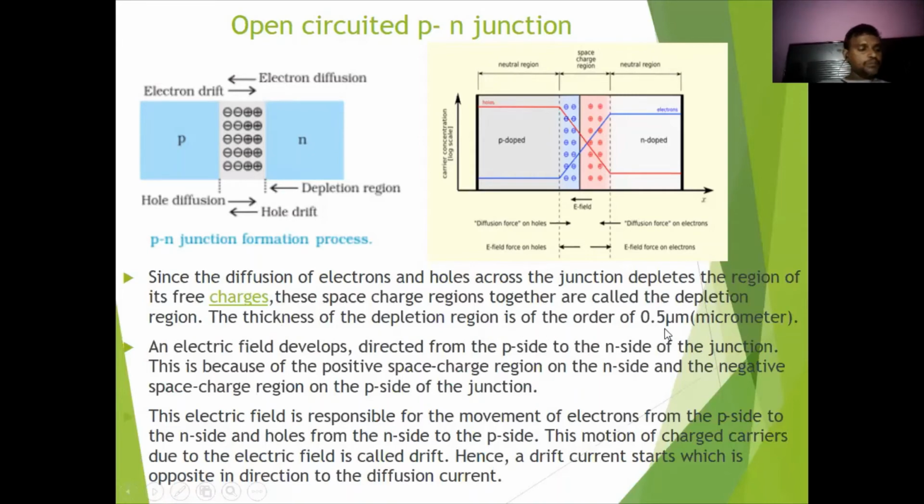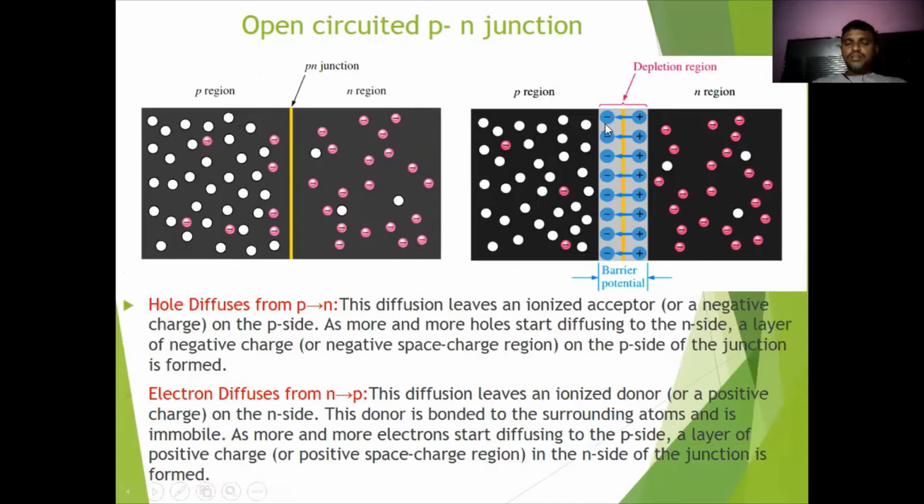Okay, so the thickness is here 0.5 micrometer. Next one, an electric field develops directed from the P side to the N side. That means what? From the negative P side to the N side, an electric field will be developed. Already I told that this is negative, and there will be negative and positive charges. Here negative will be there and positive will be there, so it will form an electric field or electric potential.